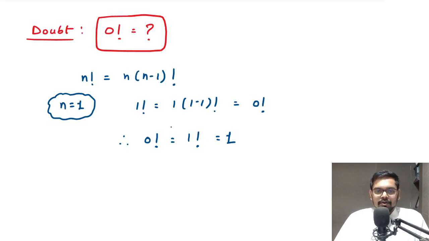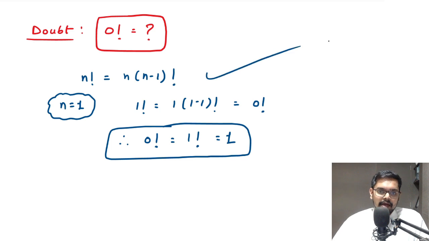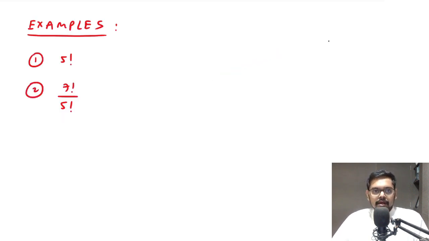Okay, so 0 factorial, the answer is what? It is 1. Why the answer is 1? I hope you got the idea now. It is not 0 but it is 1. Coming to some examples so that you get the confidence in factorials, then we can move forward for the permutation.